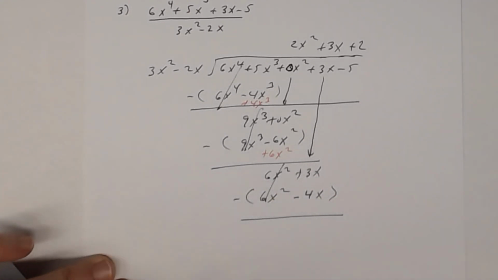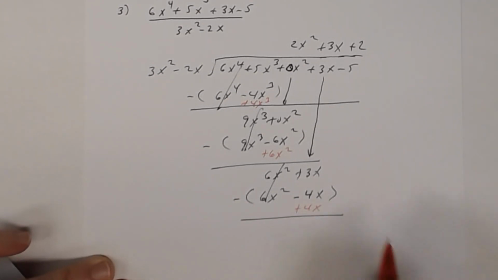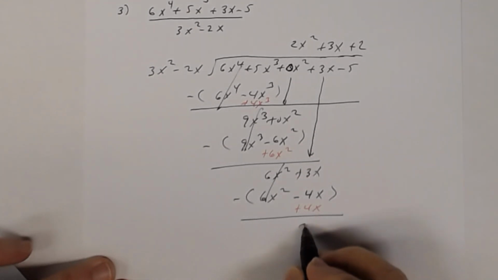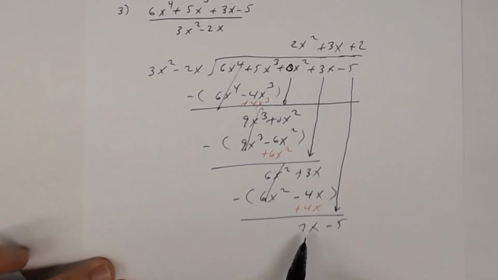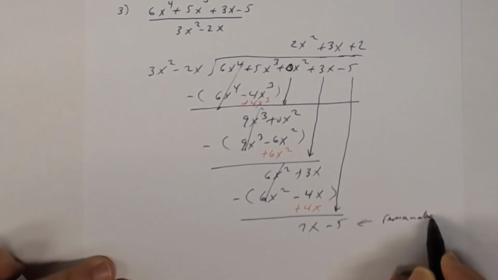3x squared subtract negative 4x. So subtracting a negative 4x means adding 4x. So 3x plus 4x is 7x. Bring on the next term. Now, notice the degree here is 1. The degree here is 2, so I'm done. So that's your remainder. You don't do the division anymore.